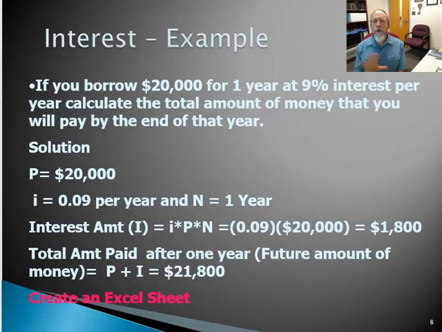Now, let's see. If you borrow $20,000 for 1 year at 9% interest, how much should it cost you? Pretty straightforward. 9% of 20,000 is $1,800. You're going to pay back $21,800.